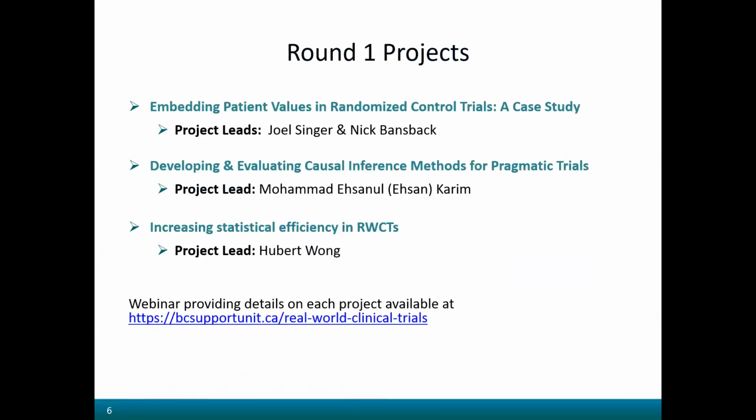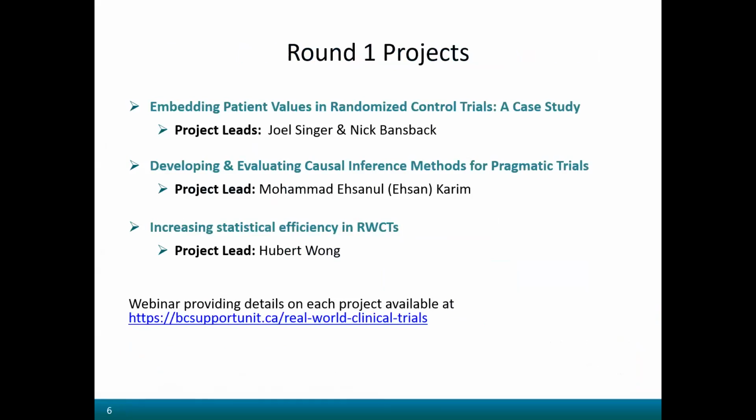So the 3 projects that have been initiated are on this slide here. The first one is embedding patient values in randomized controlled trials. And the idea here is that, again, recognizing that patients value different outcomes differently, the question is, how can we figure out which intervention is actually best for that patient? Because different interventions will have different outcomes with respect to different aspects of patient values.